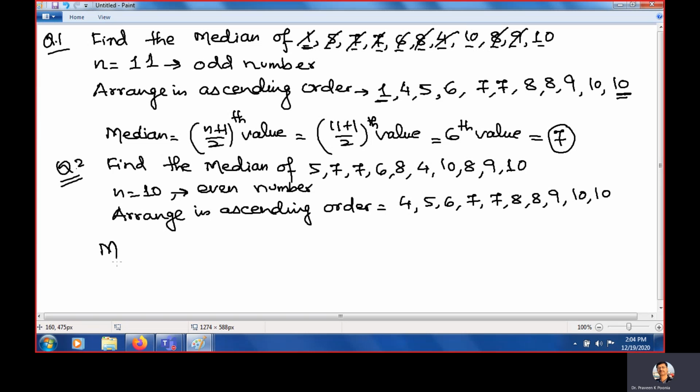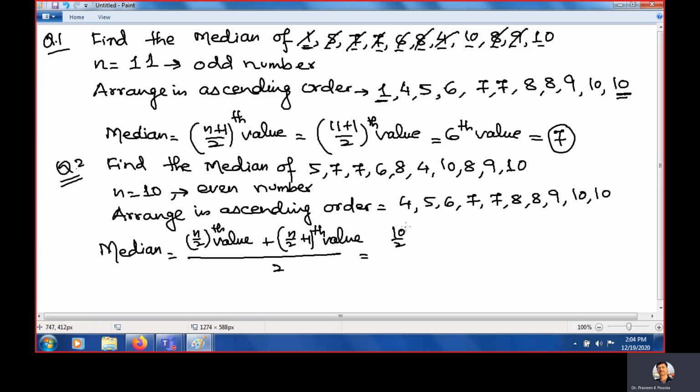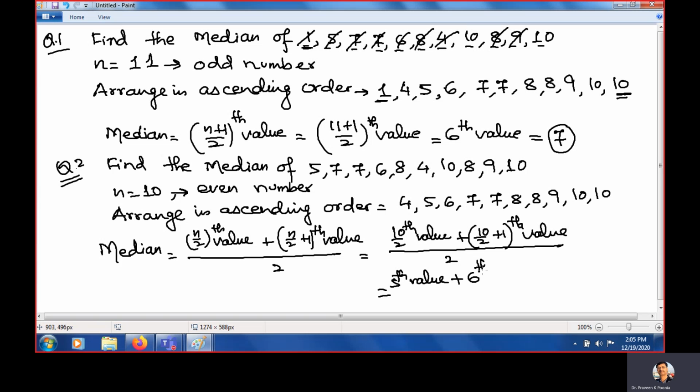So what will be the median? Because it is an even number, the median will be the n by 2th value plus the (n by 2 plus 1)th value, upon 2. What is the value of n? 10. 10 upon 2th value plus the (10 upon 2 plus 1)th value, upon 2. 10 upon 2 is 5. 5th value plus 10 upon 2 is 5 plus 1, the 6th value, upon 2.